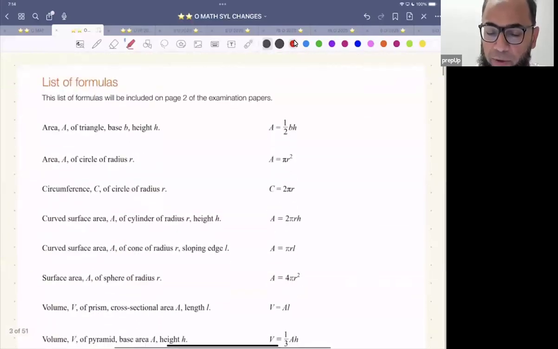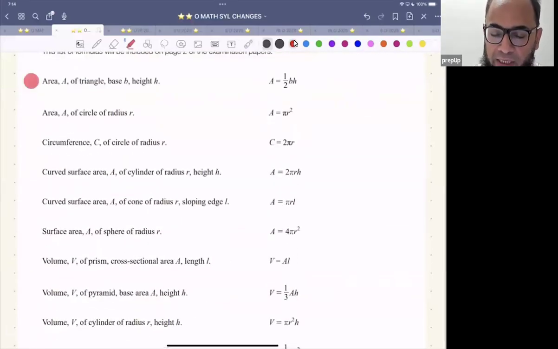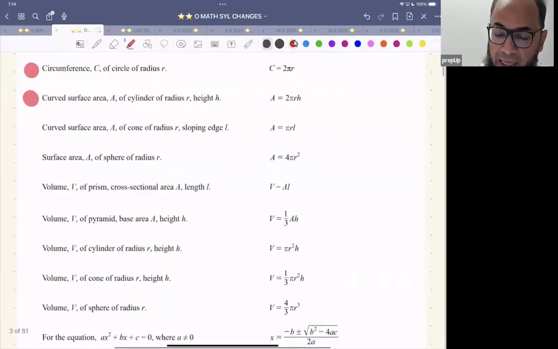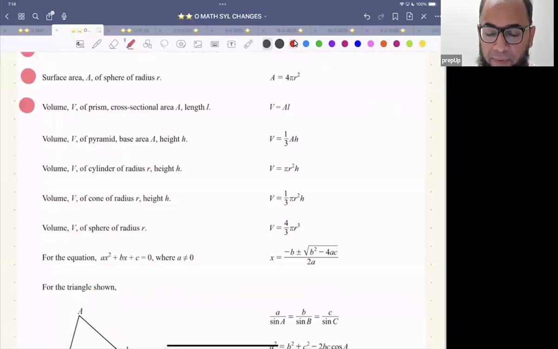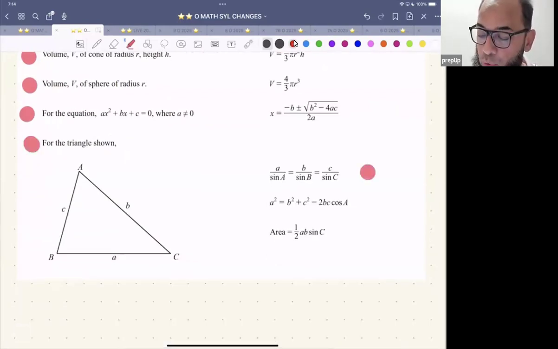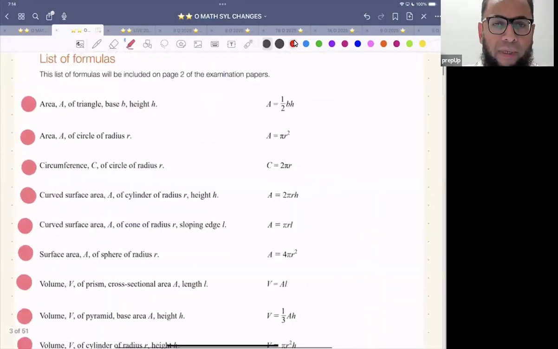And what is the formula sheet about? The formula sheet is about area of triangle, area of circle, circumference, curved surface area of a cylinder, curved surface area of a cone, surface area of a sphere, and then it's about prism, pyramid, cylinder, cone, sphere, quadratic. For triangle, it's about sine rule, cosine rule, half ab sine C. So something that you people are used to, but it's good that they have given this formula sheet so that no one loses marks just because they cannot remember. So everything is given over here.